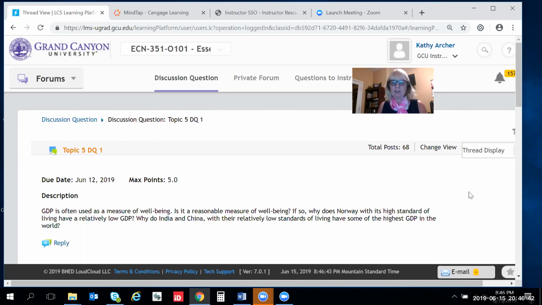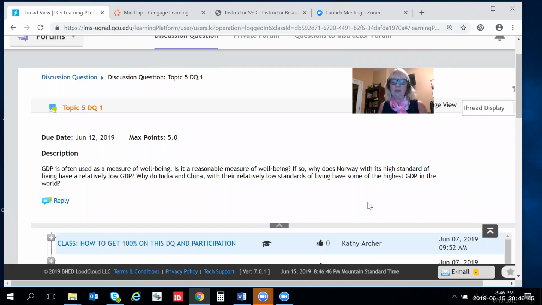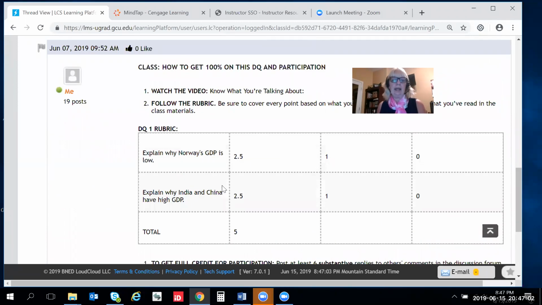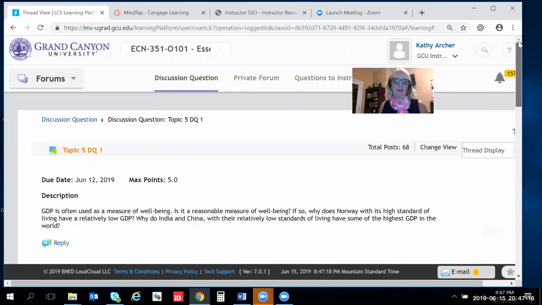So to get some focus and to understand this a little better, let's go to the rubric for this DQ. And you'll find the rubric, as always, right here. It's the very first post in the DQ. It just says, class, how to get 100% on this DQ and participation. When you open that up, here's the rubric. And it says you get 2.5 points for explaining why Norway's GDP is low, and 2.5 points for explaining why India and China have high GDP. So that gives us some focus, but it's still a difficult question.